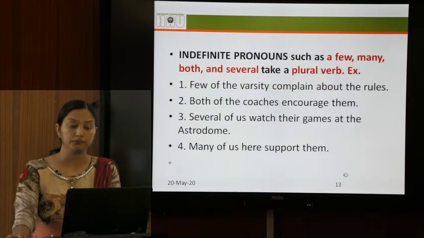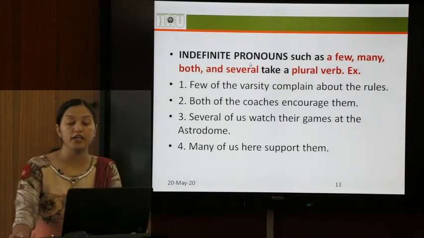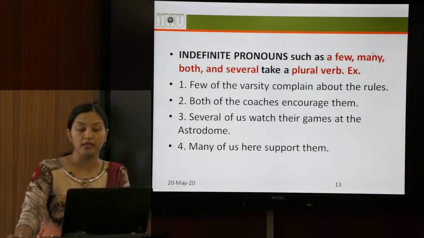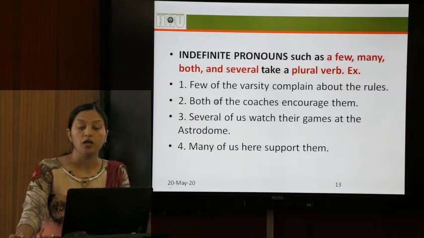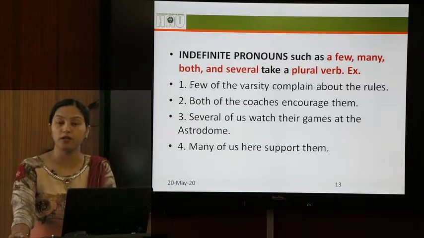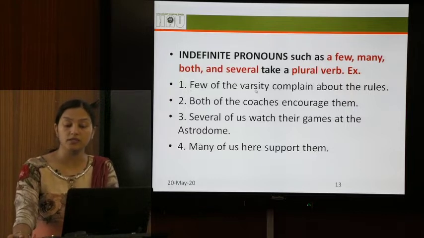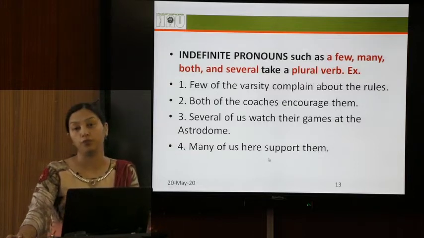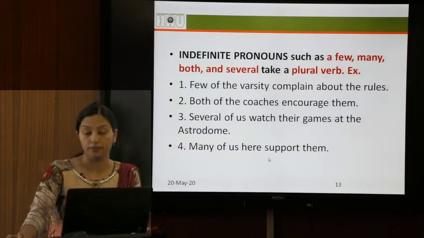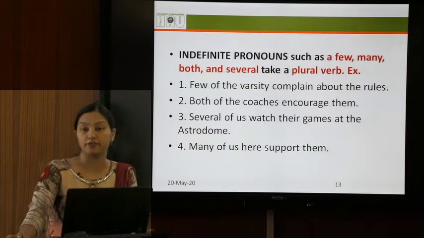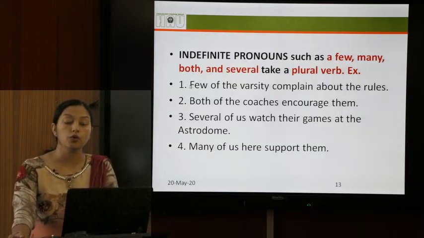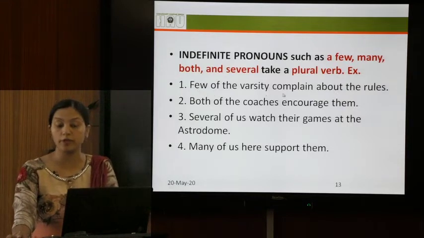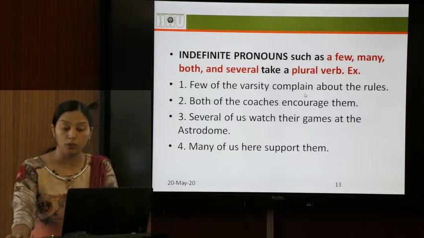Now, taking some more indefinite pronouns like a few, many, both, several, they always take a plural verb. A few of the varsity complain about the rules. Now, what is the difference between few and a few? Few is negligible and a few is affirmative, meaning some quantity. Okay. So, a few of the varsity is a plural subject, so we will be using a plural verb.